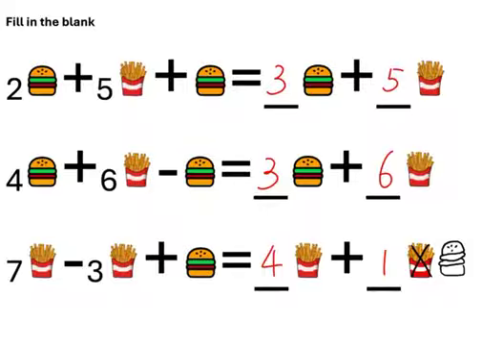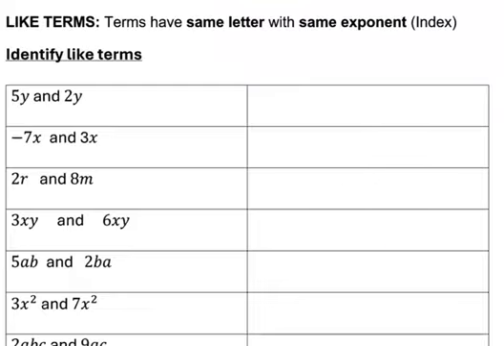Whatever we have done here is exactly the same as in algebra: identifying like terms and collecting like terms. Like terms refers to the same items, like burgers and burgers, chips and chips. Collecting them means we add or take away, so collect means plus or minus. Now let's have a look at the definition of like terms. Like terms have the same letter with the same exponent.